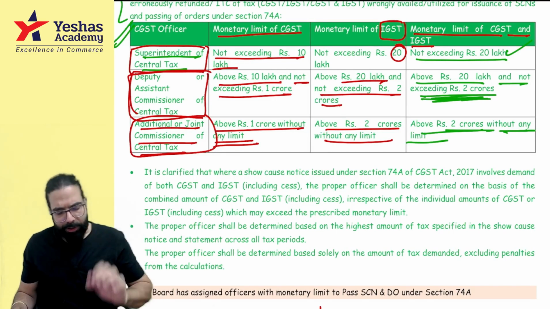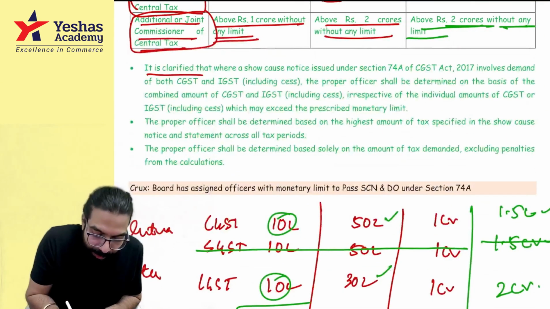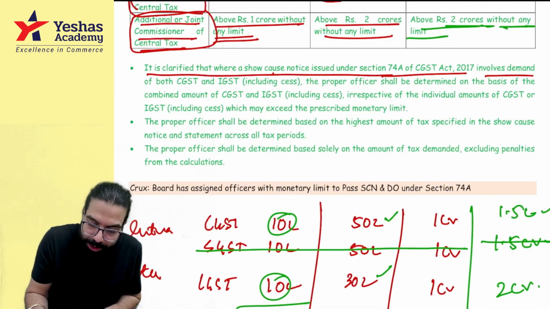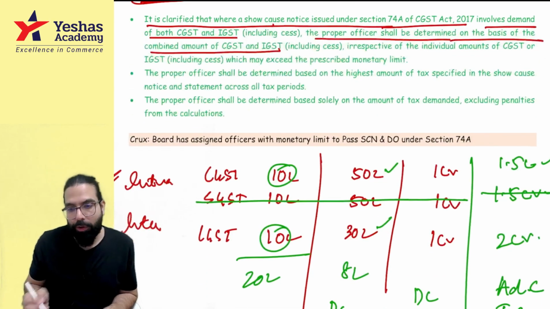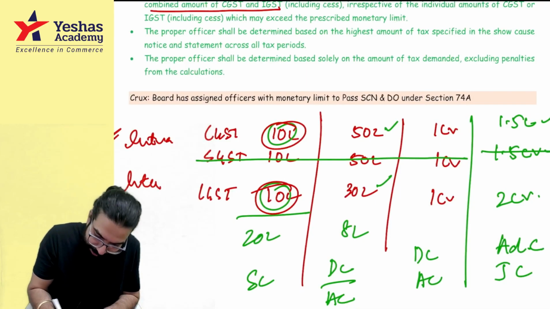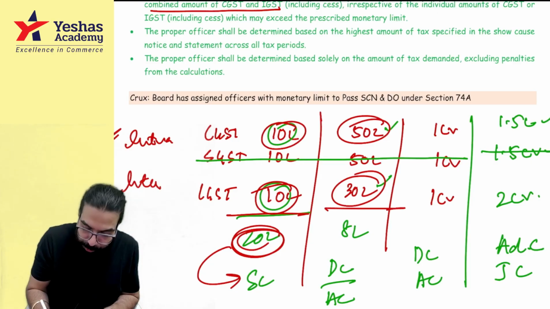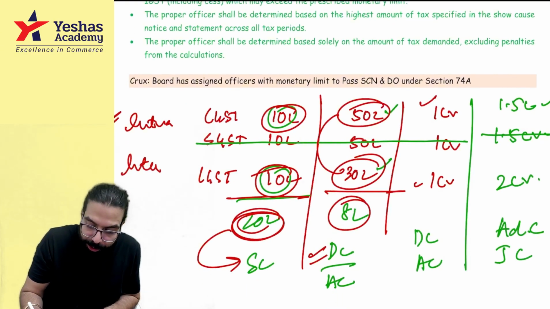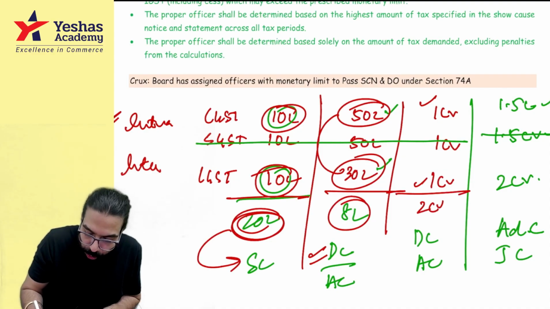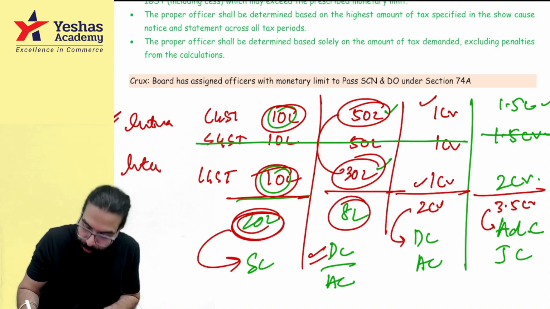Everyone over here, listen to me very carefully. Baba, Prem, please listen first. Now, it is clarified that when a show cause notice under 74A involves demand of both CGST and IGST, the proper officer shall be determined on the basis of the combined amount. So, sir, you have already told CGST and IGST, then please take the combined amount and determine the officer. Don't say this is separate. No. Combined amount 2 crore, find out the officer. Combined amount 3.5 crore, and then only the officer will be decided.